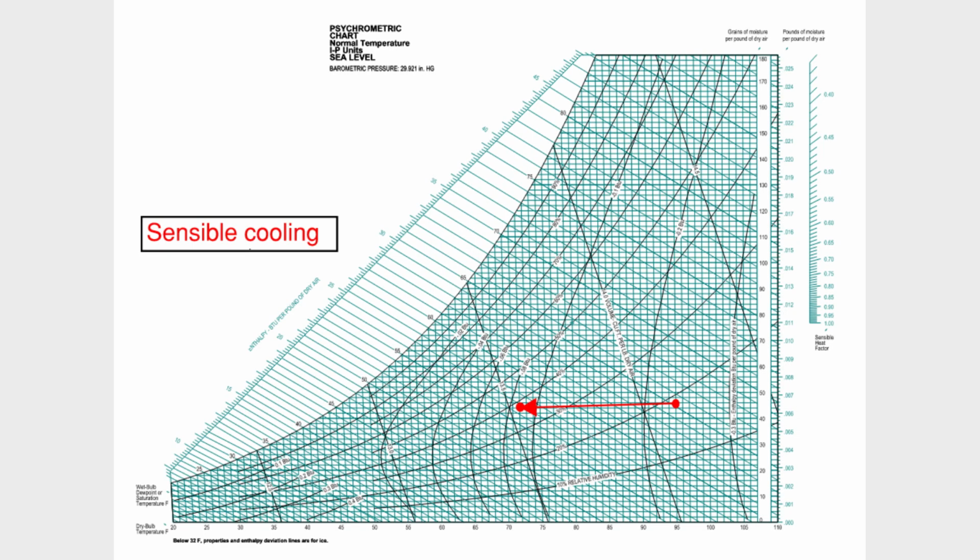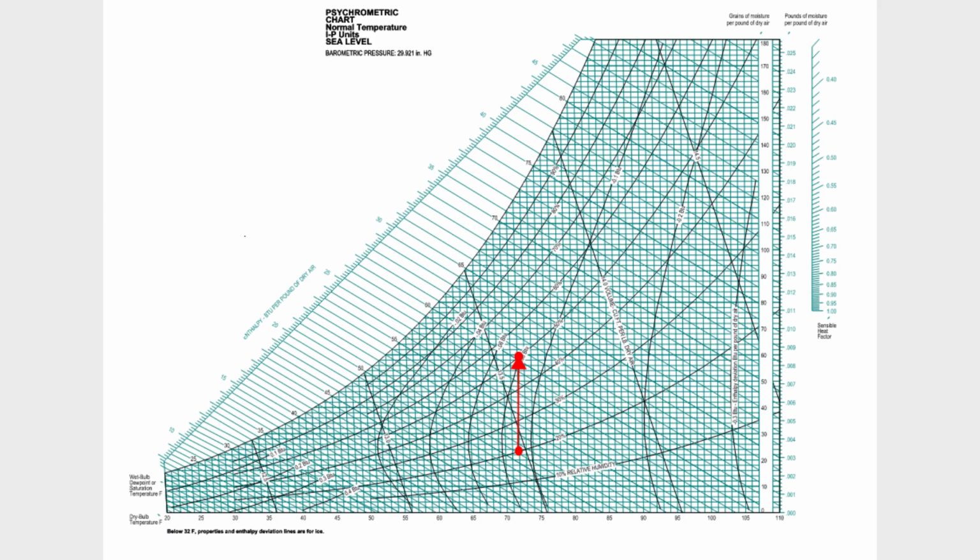Sensible cooling only happens if the cooling coil temperature is above the air's dew point. If the coil gets colder than the dew point, water starts to condense, and that means dehumidification begins. You'll see this kind of cooling in chilled water coils that stay above dew point, heat recovery systems, and indirect evaporative cooling setups. Humidification process moves vertically upward in the psychrometric chart.